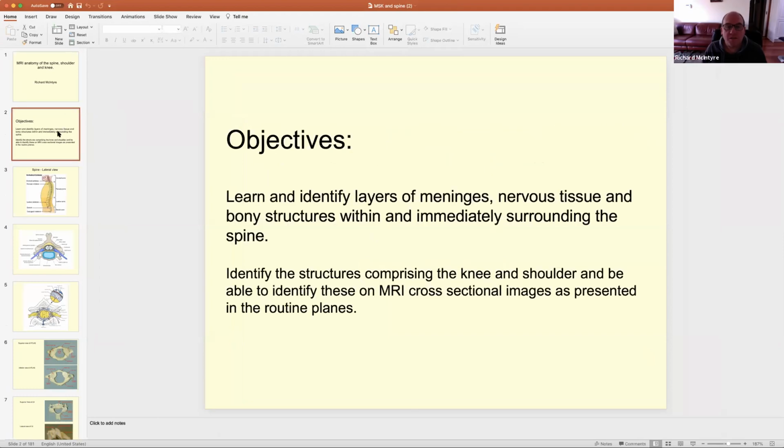All right. So what we're going to do today is learn and identify the layers of meninges, nervous tissue and bony structures within and immediately surrounding the spine. We're going to identify the structures comprising the knee and the shoulder specifically, because they're more indicative of MSK joints. We can't go through all the joints in the body, so we're going to choose the knee and the shoulder and the structures that are indicative of those. We'll look at the specific structures in these joints and see how they're displayed in the routine planes.